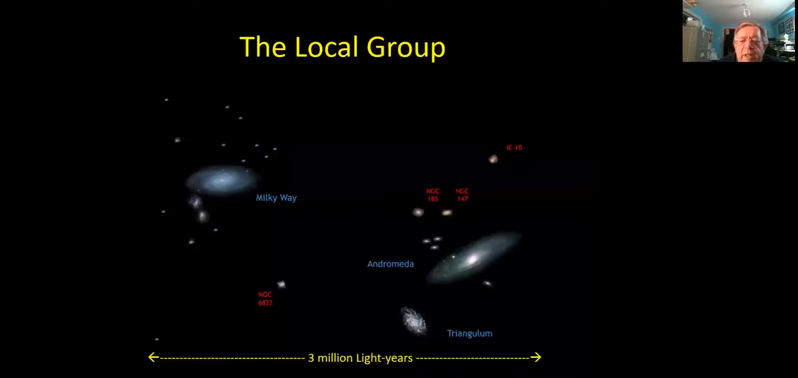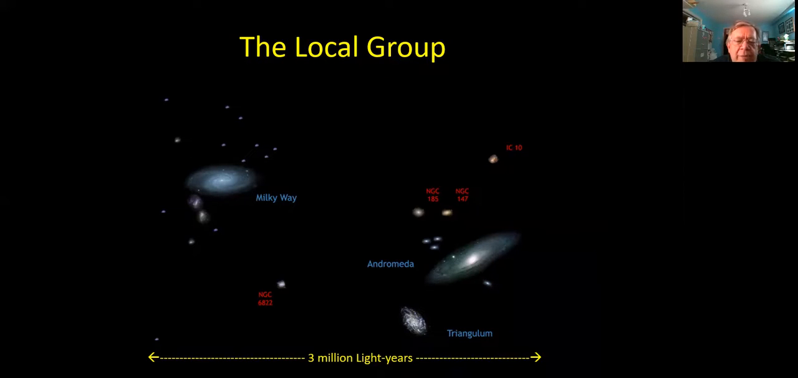And indeed, here's a little map of the local group of galaxies. We've got the Milky Way top left and Andromeda bottom right. We also have the Triangulum galaxy, which is the third largest member. And we're not sure if the Triangulum galaxy is in orbit around Andromeda or minding its own business. We haven't been able to work that out.